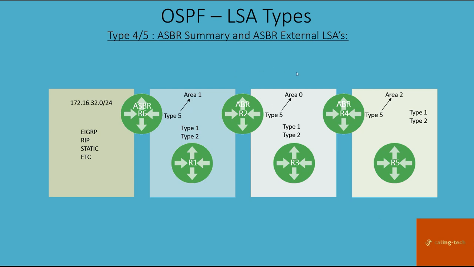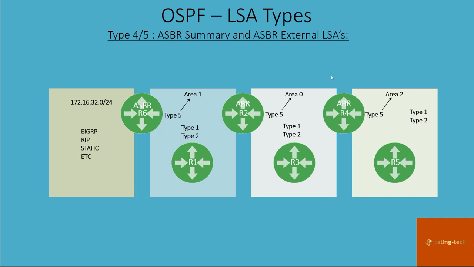But if it says use router 6, then surely we have a problem. Area 1 will know about router 6 because router 6 will send a type 1 LSA into Area 1. So Area 1 knows about router 6. But Area 0 and their routers, or any routers within Area 0, do not know how to get to Router 6. In fact, they don't even know about Router 6 at all. And the same applies to Area 2. It doesn't know how to get to Router 6. Yet the Type 5 LSA in Area 0 is saying to get to 172.16.32.0, use Router 6. And so is the Type 5 in Area 2.